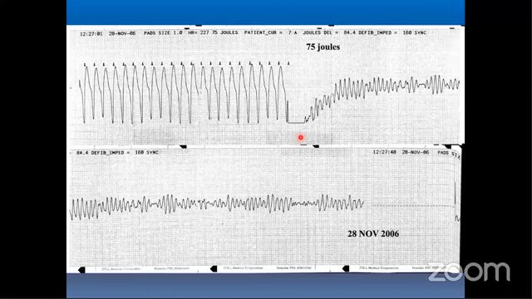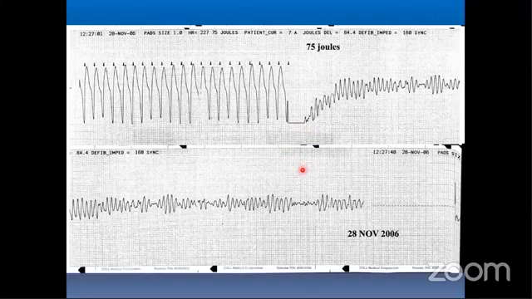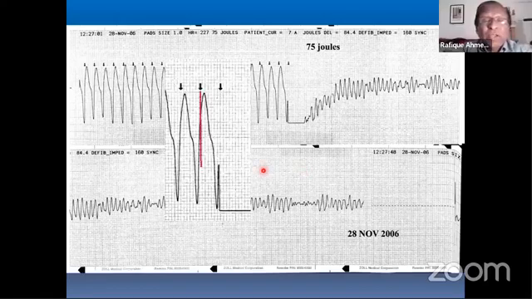Probably the synchronization was not up to the mark, and there is an R-on-T phenomenon, sir, probably. Yes, look at this. So what happened? I pulled up a couple of tracings from my medical record. This is where it was not synchronizing on the QRS complex. It was actually synchronizing on the T wave. And this is more likely to happen.